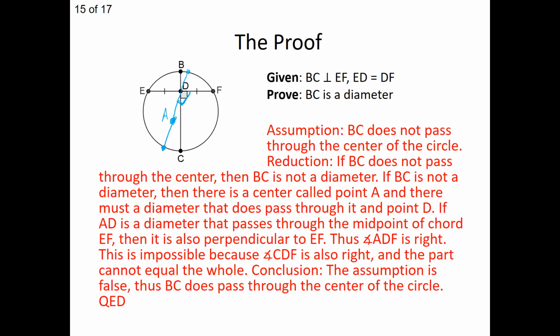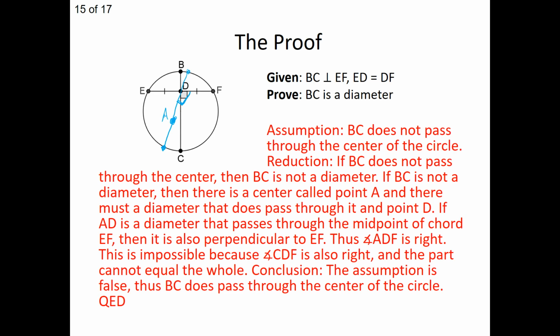Well, things then begin to fall apart here, because if angle ADF is a right angle, this is impossible, because angle CDF is also given as a right angle, but CDF is part of the whole thing, ADF, and the part cannot equal the whole. We're saying that CDF and ADF are equal in measure, and that's impossible, which then means we arrive at a contradiction, because the whole is always going to be greater than the part. Which then means the assumption that we made, that BC is not a diameter, is false. So BC must be a diameter, thus it does pass through the center of our circle.